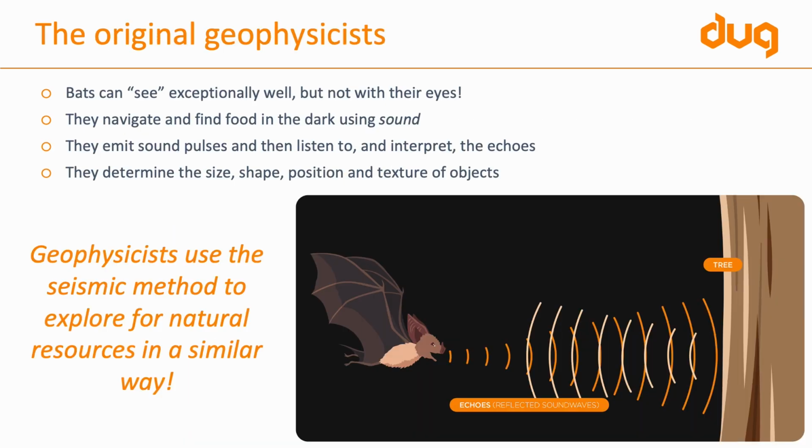Bats can see exceptionally well, but not with their eyes. They navigate and find food in the dark using sound. Geophysicists use the seismic method to explore for natural resources in a similar way.